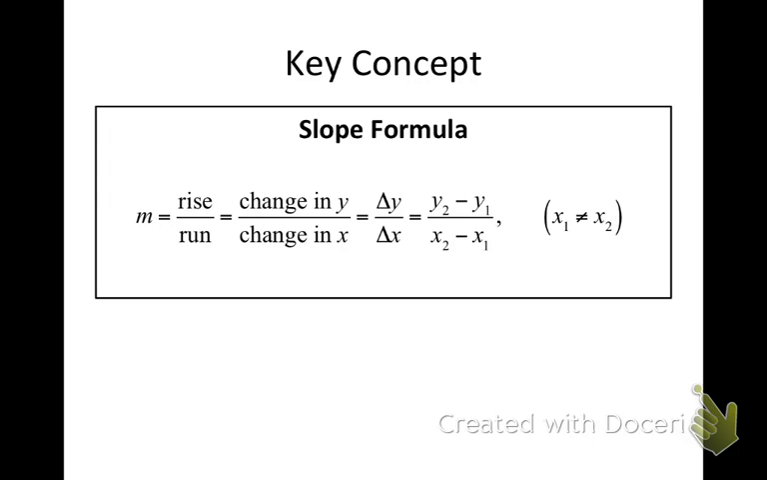You maybe have seen in one of your science classes delta y over delta x. What does delta mean? Change. So your change in y over change in x. And then coordinate-wise, y sub 2 minus y sub 1 all over x sub 2 minus x sub 1. Why do I have in parentheses that x sub 1 cannot equal x sub 2?